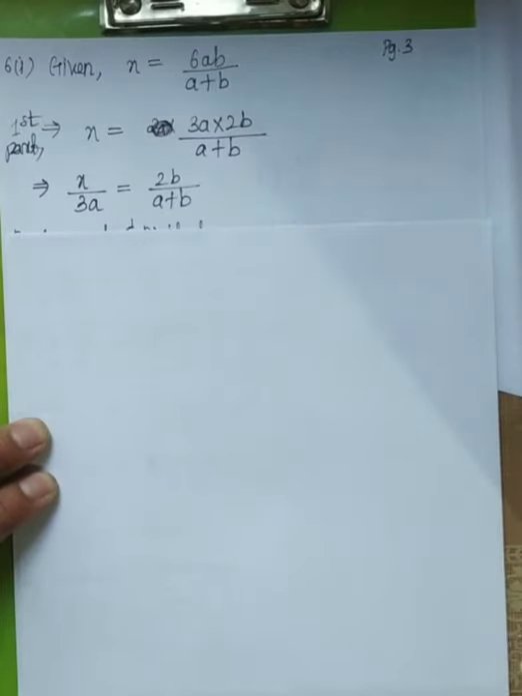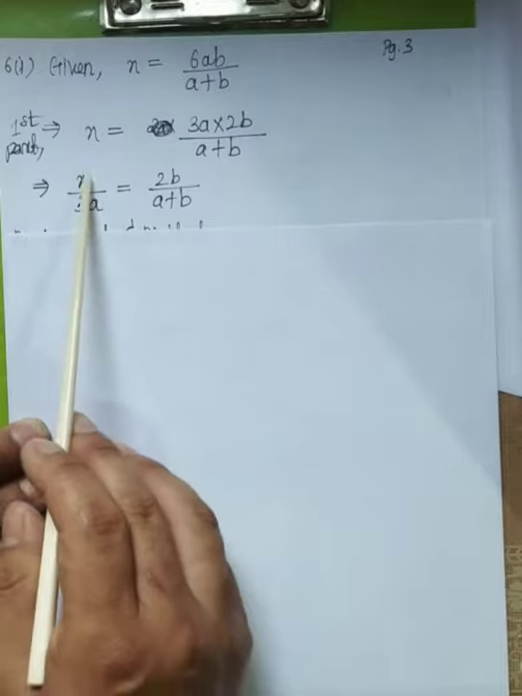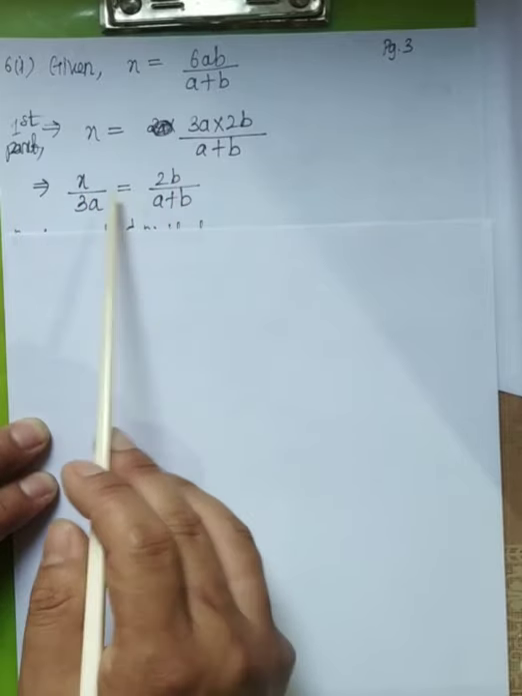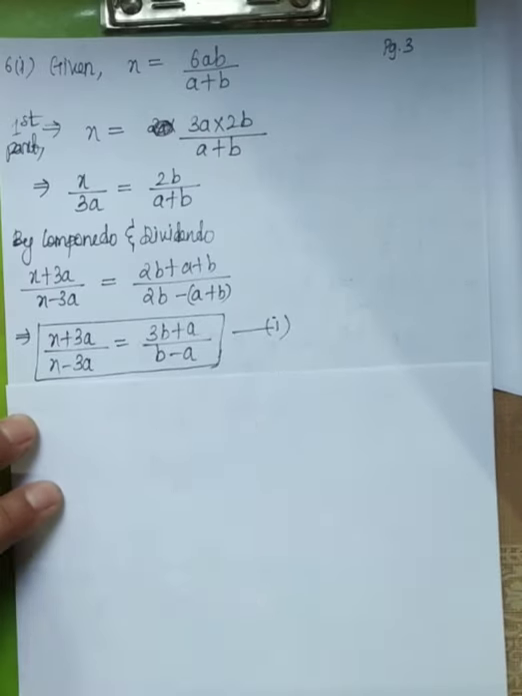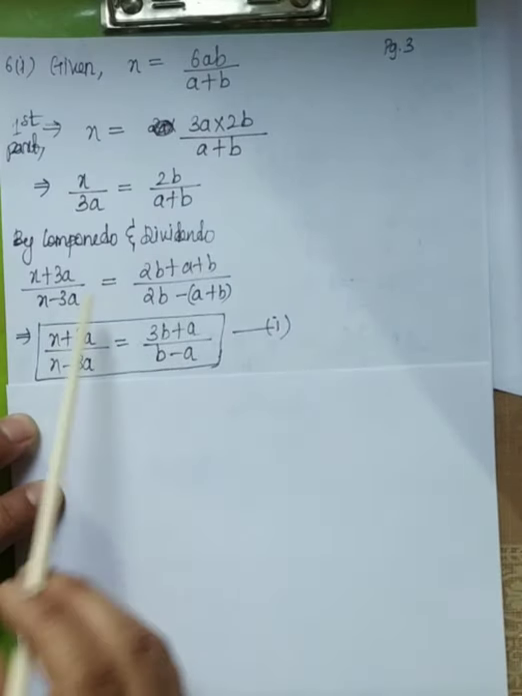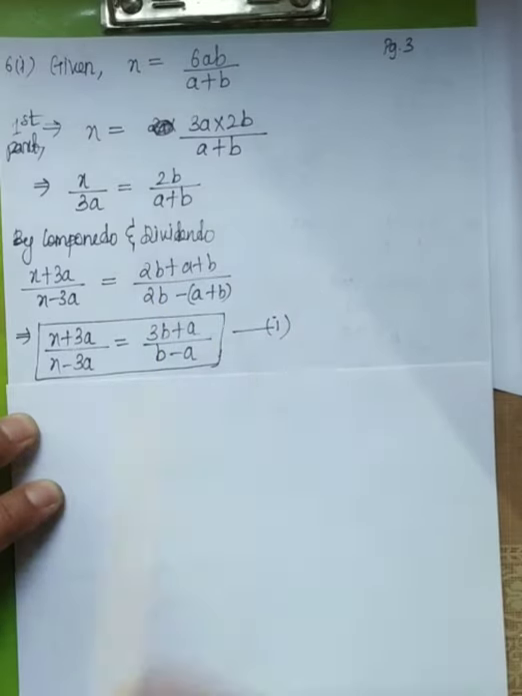And now it is very simple. Use componendo dividendo on both the sides. x plus 3a divided by x minus 3a. This plus this divided by this minus this, which is this. So by componendo dividendo we'll be getting this. Simplified out here, you'll be getting equation number 1. I hope you're clear with this.